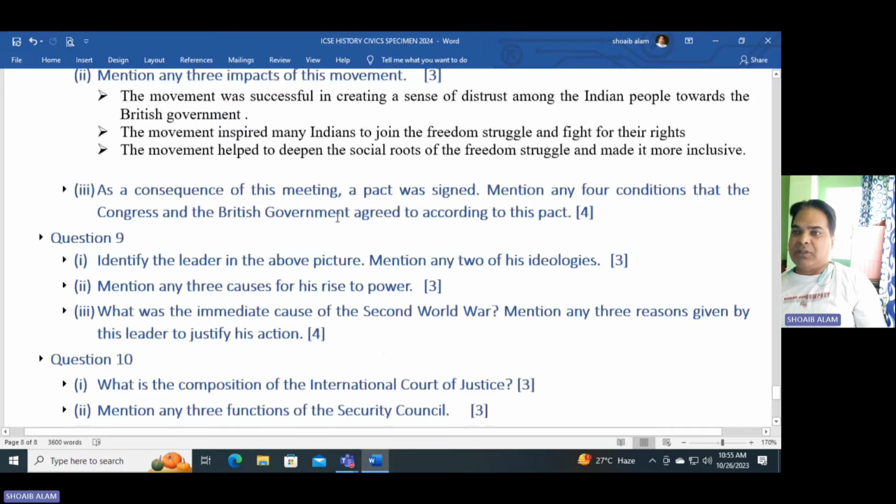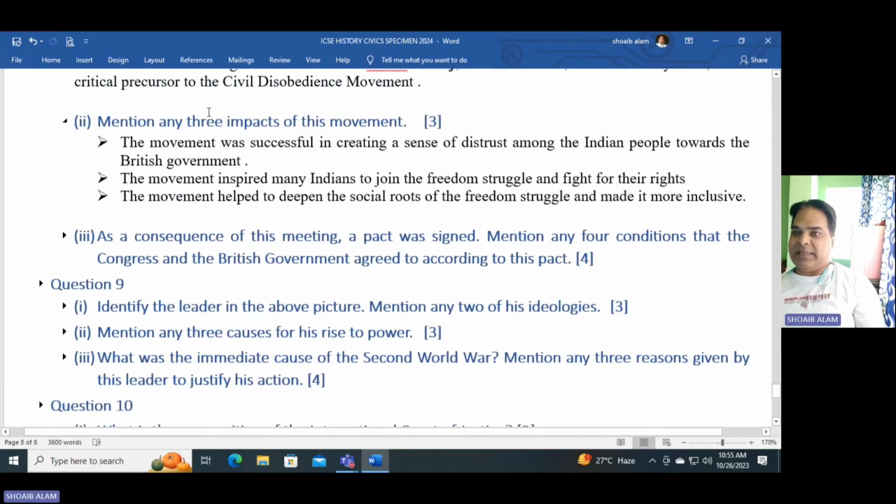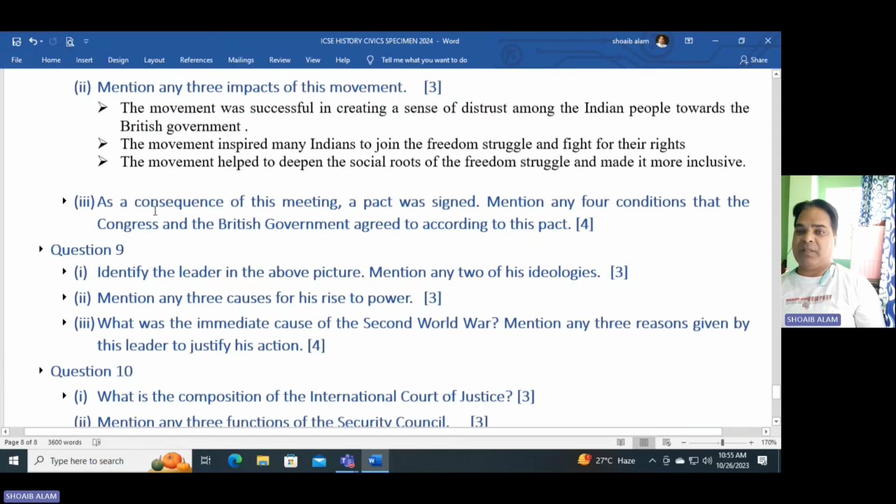Now, as a consequence of this meeting, mention any three impacts of the movement. Number one, the movement was successful in creating a sense of distrust among the Indian people towards the British government. Number two, the movement inspired many Indians. Number three, the movement helped to deepen the social roots. So all these are the impacts of the Civil Disobedience Movement.